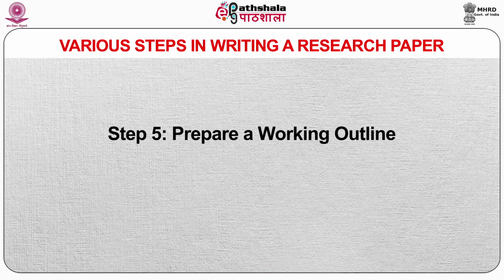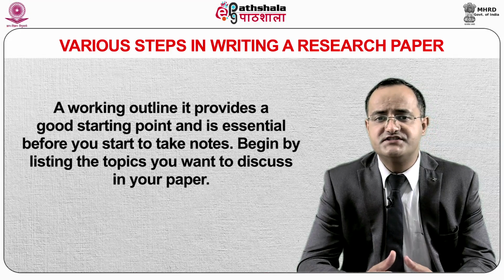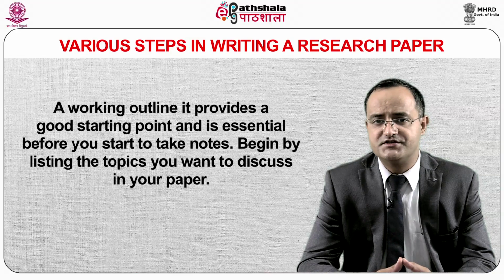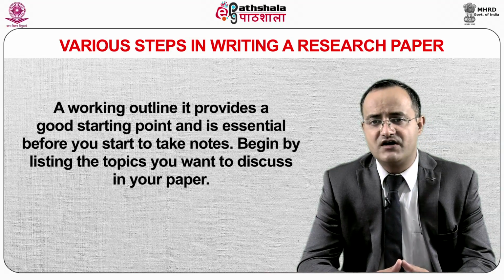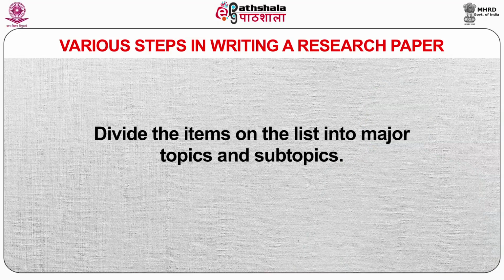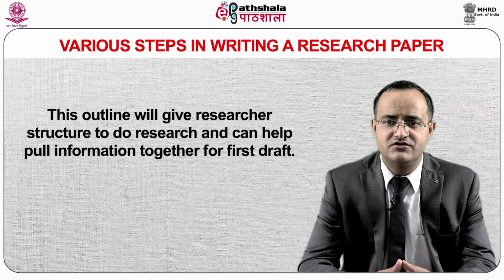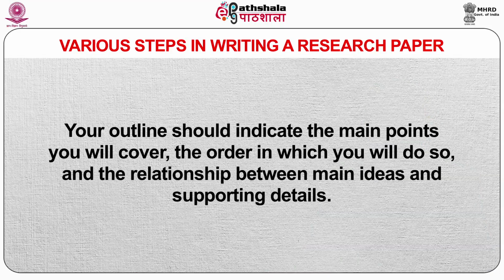After that, the next important step is to prepare a working outline. A working outline provides a good starting point and it is essential before the researcher starts to take notes. Begin by listing the topics the researcher wants to discuss in the research paper. Divide the items on the list into major topics and subtopics. This outline will give the researcher the structure to do research and can help to pull information together for the first draft. The outline should indicate the main points that the researcher will cover, the order in which the work will be done, and the relationship between main ideas and supporting details.